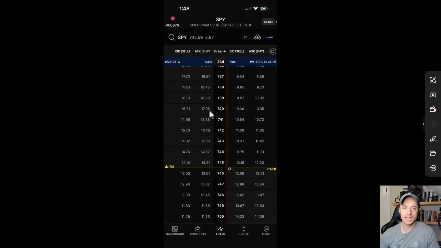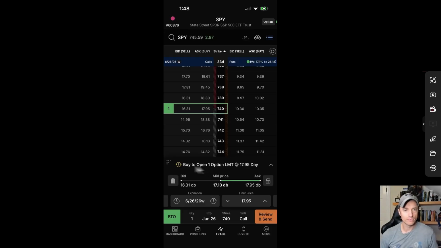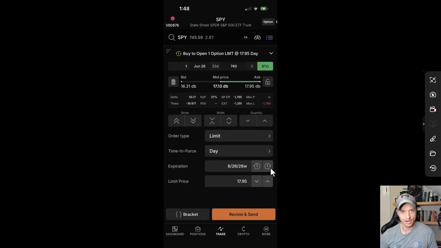But when you want to buy it, you tap on the price under the ask column. So I'm going to tap on the $17.95, and it opened up our order form. I'm going to go ahead and tap this up arrow just to make it bigger and more in our face, so it's easier to see. All right, so here we go.